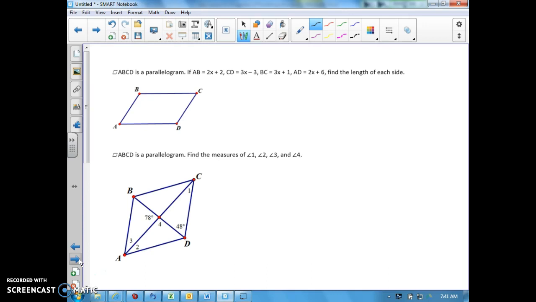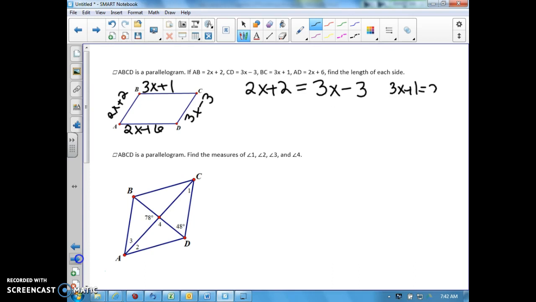So now we have some generic algebra examples that we're going to do to take a look at how we can use these properties to do more algebraic style math. So here I have that AB is 2x plus 2, CD is 3x minus 3, BC is 3x plus 1, and AD is 2x plus 6. Now we know because they're parallelograms that opposite sides must be congruent. So 2x plus 2 must be equal to 3x minus 3. Or we could have written 3x plus 1 must be equal to 2x plus 6.